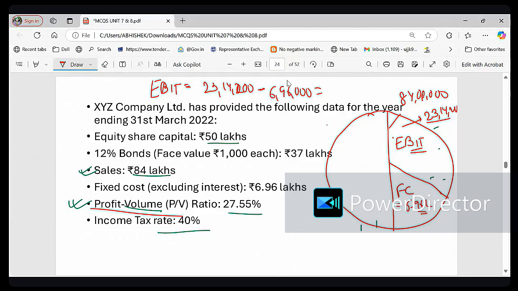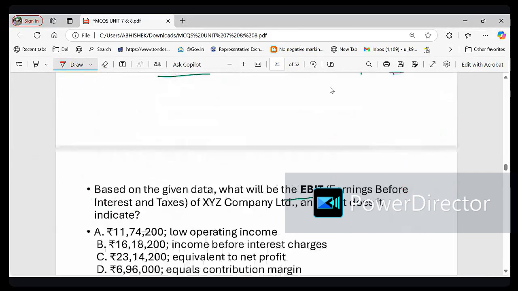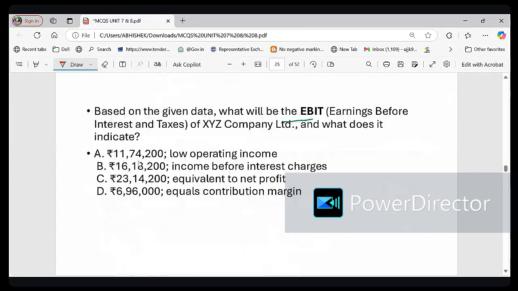So if you subtract both of them, which option is correct? I think I am getting 16,18,200. 16 lakh 18,200. Are you getting the same? Yes, very good. B is the correct answer. 16 lakh 18,200. That is how we get the answer.